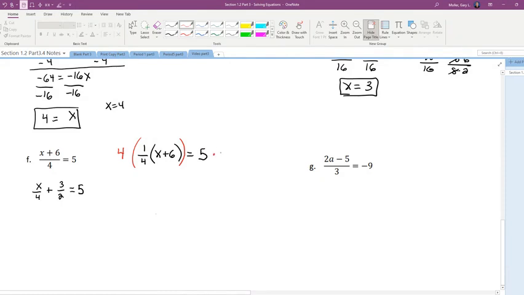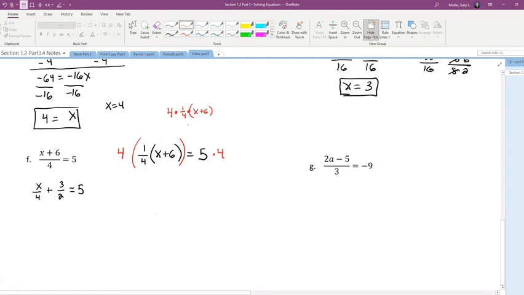And why 4? Because multiplying by a fourth, to undo multiplying by a fourth, we multiply by the reciprocal. The reciprocal of 1/4 is 4. So now I have a problem that looks like 4 times 1/4 times x plus 6. And now what I want you to notice is I have 2 multiplication questions. And we know we multiply from left to right.